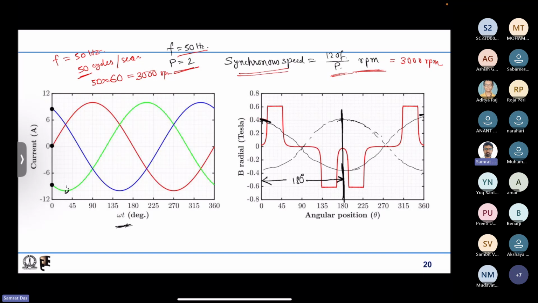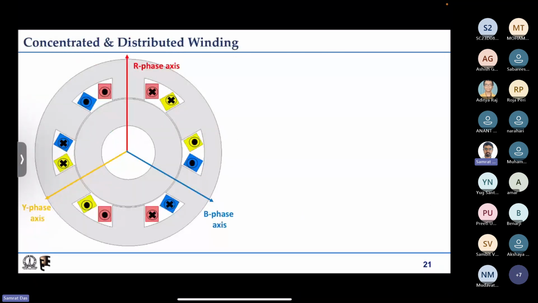The synchronous speed is nothing but the speed corresponding to the excitation frequency. If we are exciting with 50 hertz, then we will see 3000 rpm. If we excite by 25 hertz, we will see 1500 rpm. So synchronous speed is the speed corresponding to the excitation frequency that we are exciting our coil with. So it's clear, we understood how to produce a rotating magnetic field.